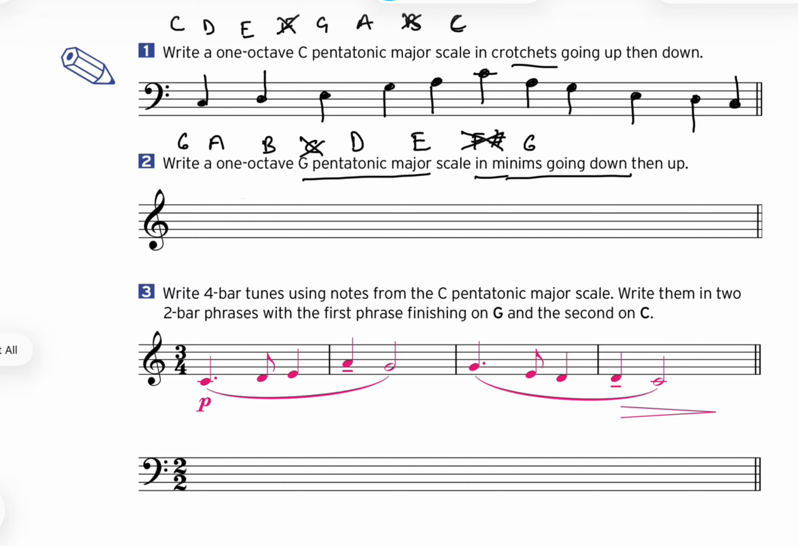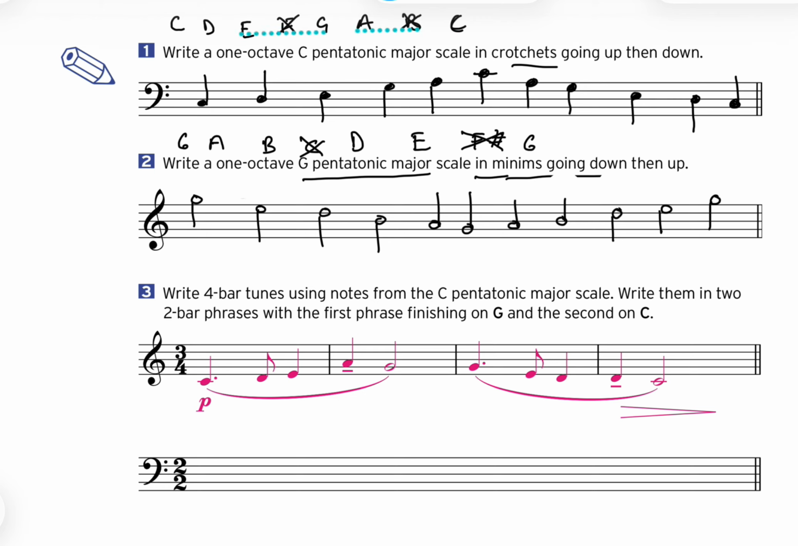Okay, so we start from G here. Then we go to E, we go to D, we go to B, A, and G. We're going back up: A, B, D, E, and G. We have to make a minim, so let's make that as minim. So go up, down. Okay, so this is going down and then up.